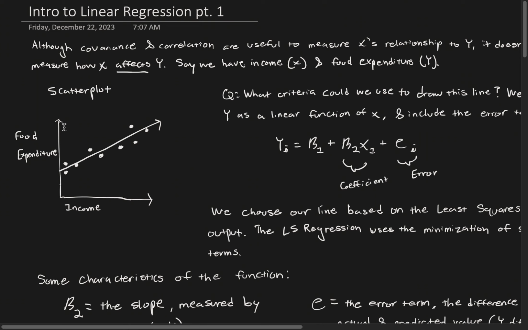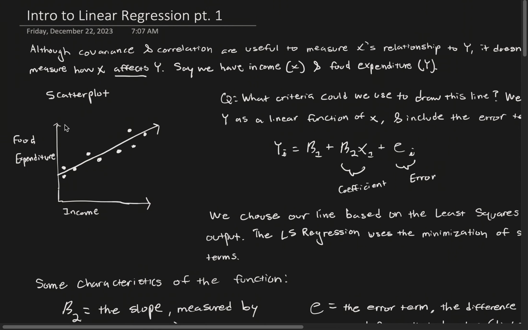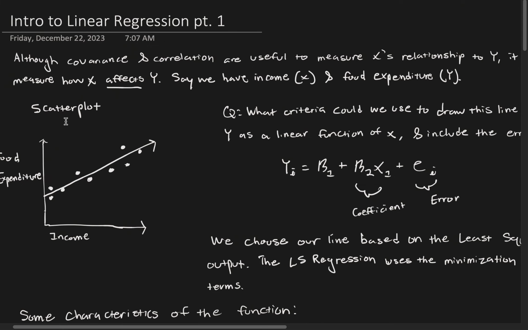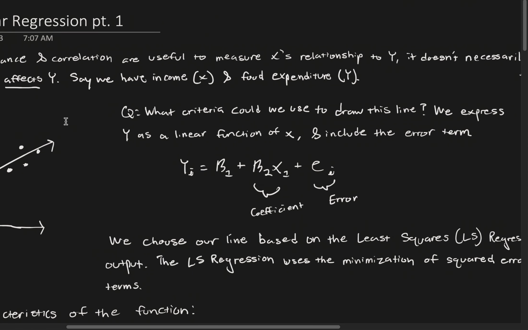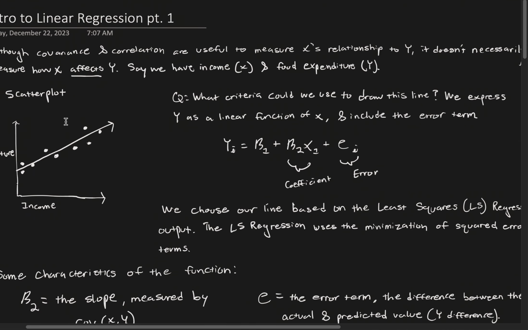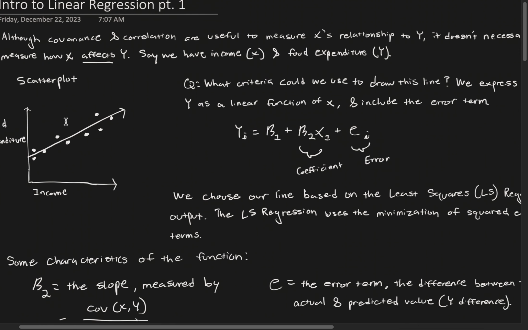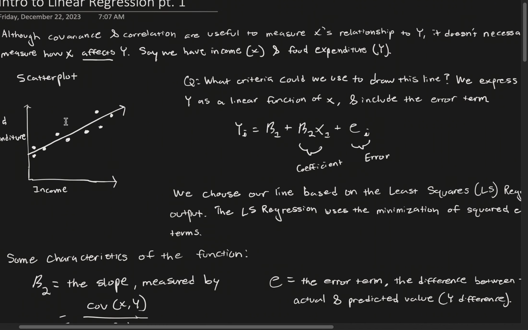In one of my videos in the last series, I went through how covariance and correlation were useful metrics to see X's relationship to Y. But despite being used to find those relationships, covariance and correlation don't necessarily measure how X affects Y, or how a specific measurement in X will determine Y's output.